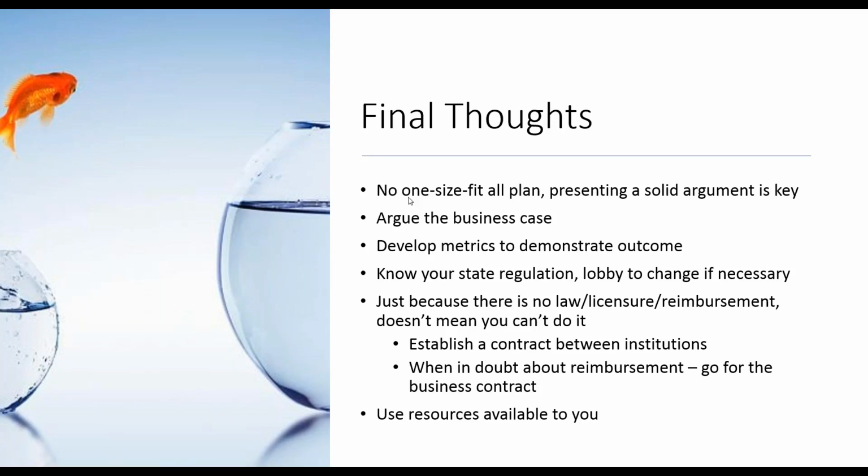It's important to know your state's regulation regarding these licensure requirements and so on, different policies and laws. Every state is different, like I said, and just because it could be a barrier doesn't mean that you can't change it. So you can certainly lobby for change if it's necessary. And just because there's no law or no licensure or no reimbursement doesn't mean that you can't do it. Right? You can always establish a contract between two institutions, and when you have doubt whether you're going to be paid or get reimbursed by insurance companies, go for a business contract or go for cash pay or self-pay options. Those are always available to you.